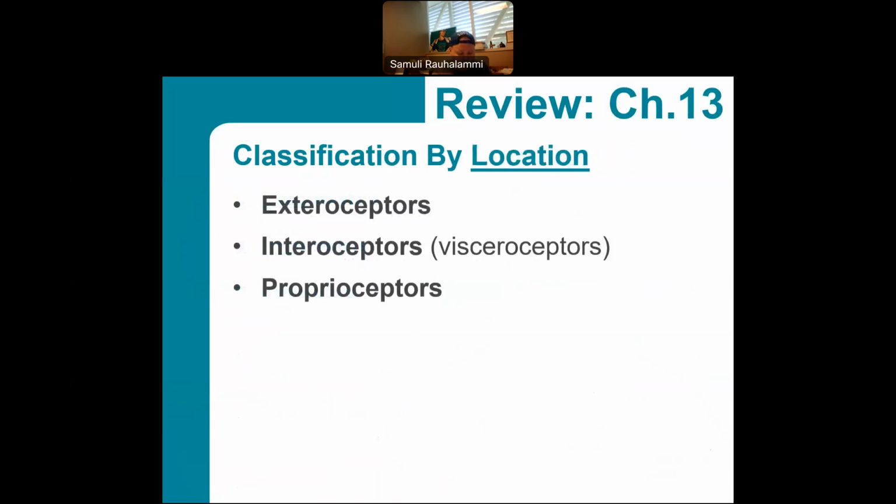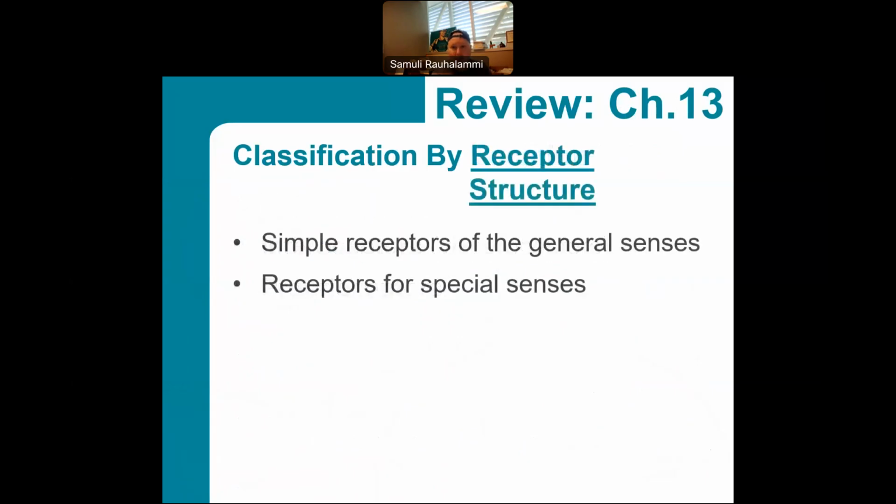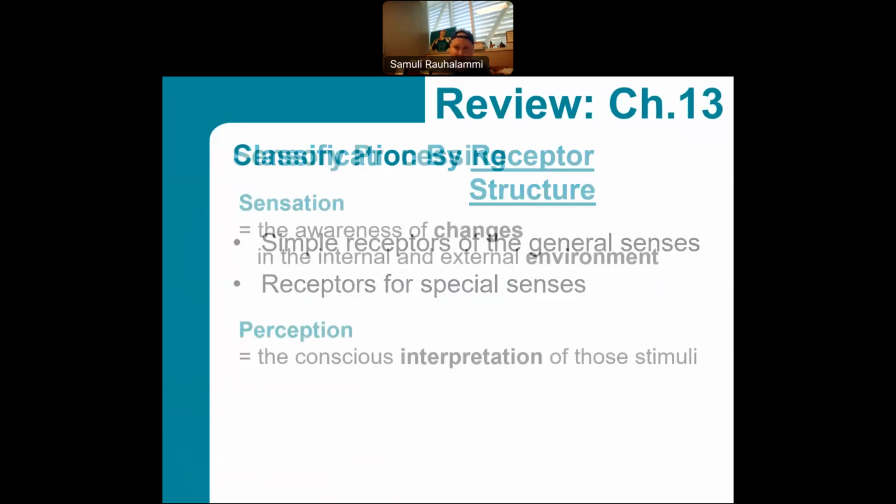We can classify also receptors based on their location. Are they inside? Are they outside? We can also classify receptors based on their structure, either as simple or, like I said, we'll talk about special senses towards the end of our semester in one of our very last chapters.